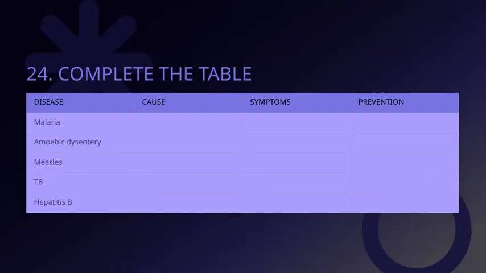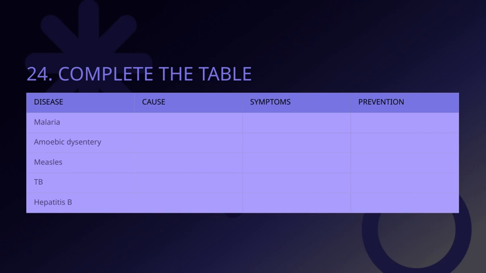All right, let's take a closer look at this table. Here, we're asked to complete the information for several diseases, focusing on their causes, symptoms, and prevention methods. Starting with malaria, it's caused by a parasite transmitted through the bite of infected Anopheles mosquitoes. The symptoms usually include high fever, chills, sweating, and sometimes headaches or nausea.